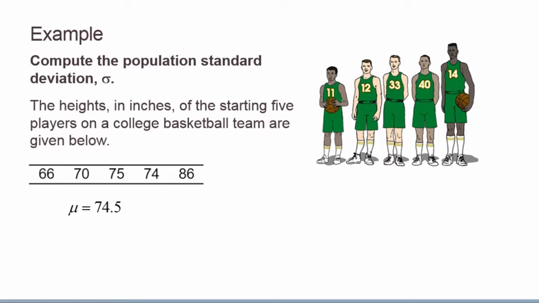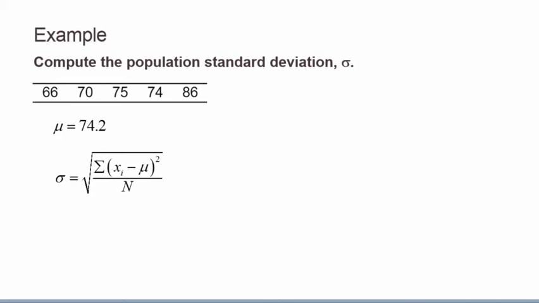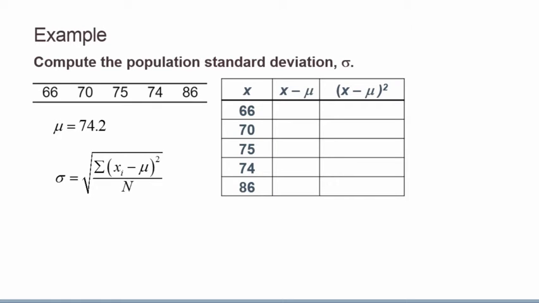Example: compute the population standard deviation, sigma. The heights in inches of the starting 5 players on a college basketball team are given below: 66, 70, 75, 74, 86. We've already found the population mean, which equals 74.2. Now we want to find the standard deviation. To use the formula, we need a table where we have our data points for x, 66, 70, 75, 74, 86. Then we want to find x minus the population mean.